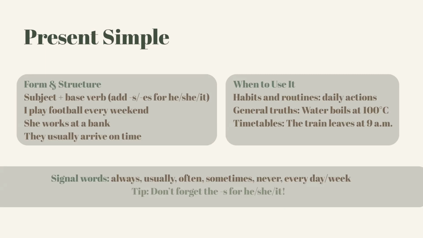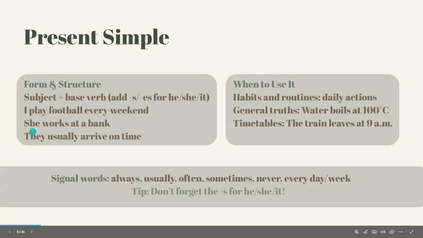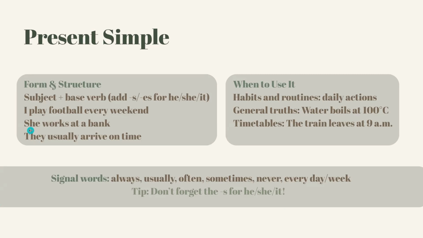So that's about it. And there's this important thing. So when we use the he, she, it subjects, we gotta add the s to the word verb. So it's like he verb plus s, or like es according to the verb. Of course, like in this example right here, she works at the bank. She is the verb, and you can clearly see the s.